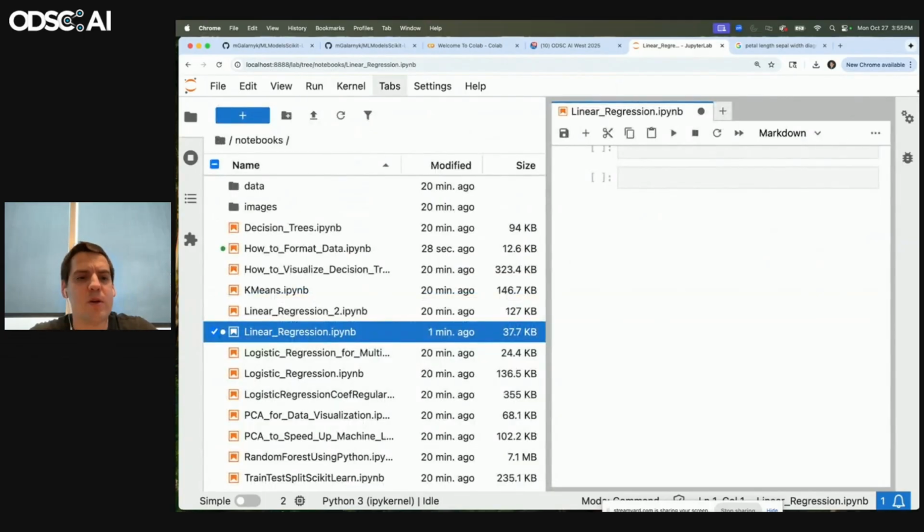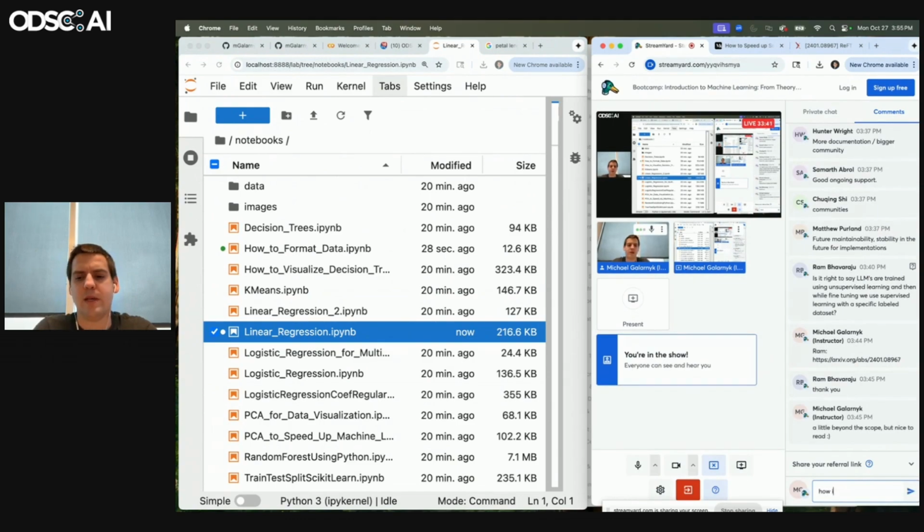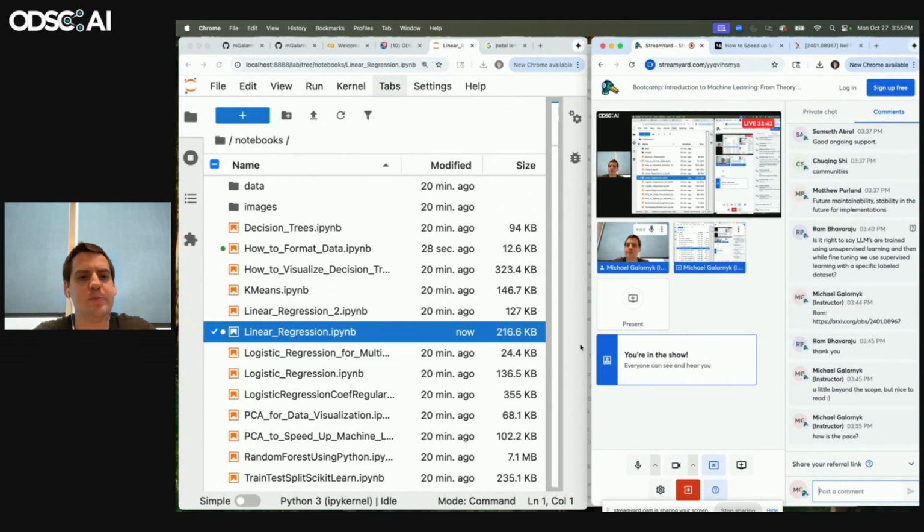So the next thing I want to go over, and hopefully I'm not going too fast. How is the pace? I can also go faster if you want.